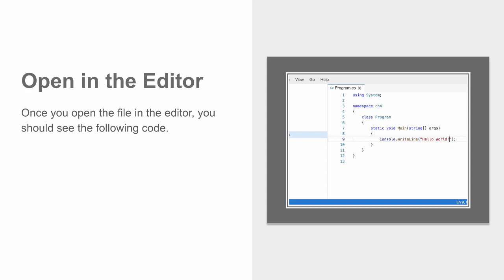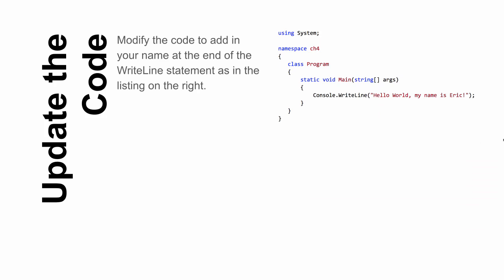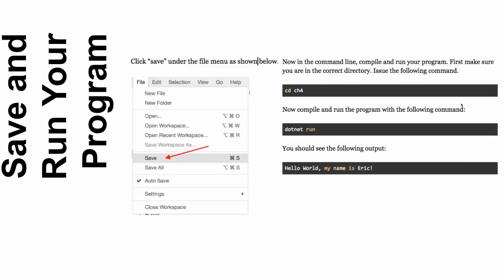Then all you need to do is make a small change to this. I've made a small change that says, "Hello world, my name is Eric," and I added just a few characters here. Then I can save this and I can recompile it.